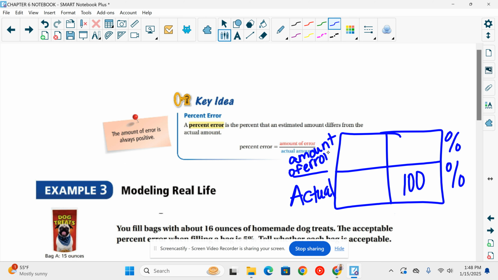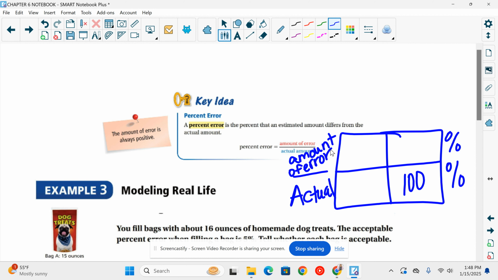Like, so how much did you mess it up by? So, like, let's pretend there's 50 goldfish in here. And I guessed 46. How far away was I from the actual thing? 46 from 50 is 4. 46, 47, 48, 49, 50. 4 goldfish away.